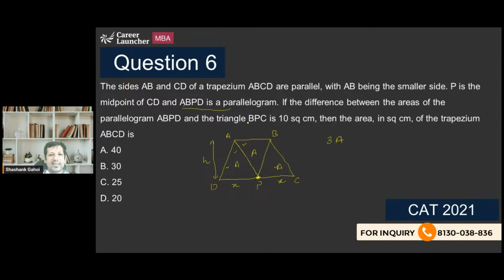But still, let's see. The difference between the areas of parallelogram ABPD, that is 2A, and triangle BPC, that is A, is equal to 10. So A comes out to be 10. So 3A comes out to be 30. So I can directly get the answer of this question as 30.